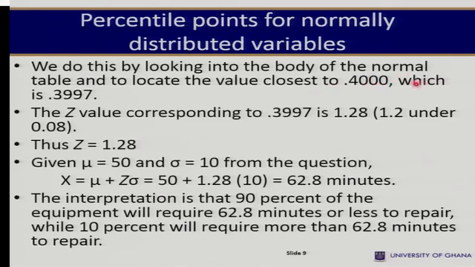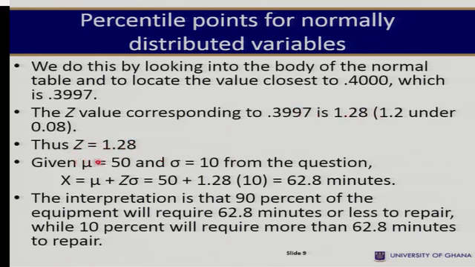If you look in the table, the area closest to 0.4000 is 0.3997. And the z value that corresponds to it is 1.28. So then we know our z is 1.28.